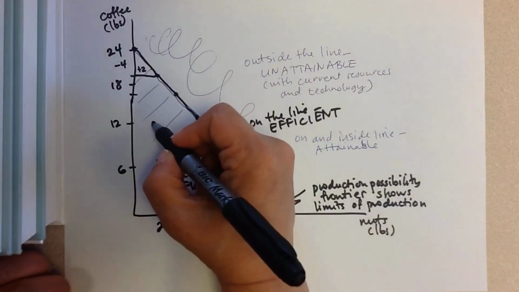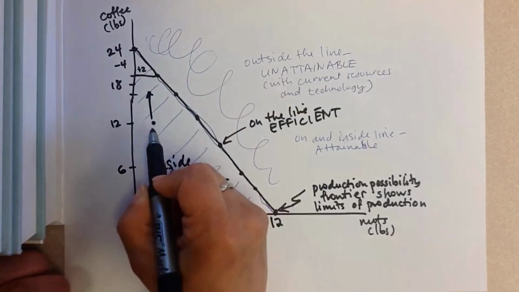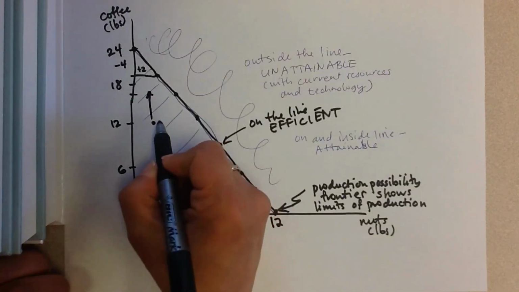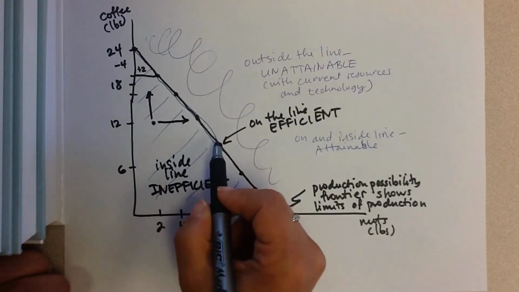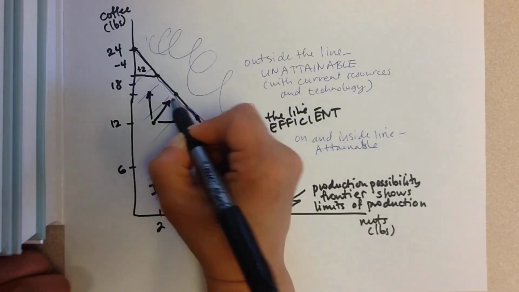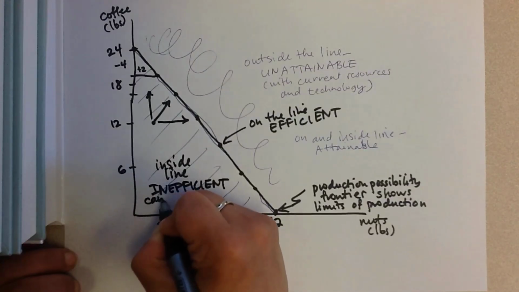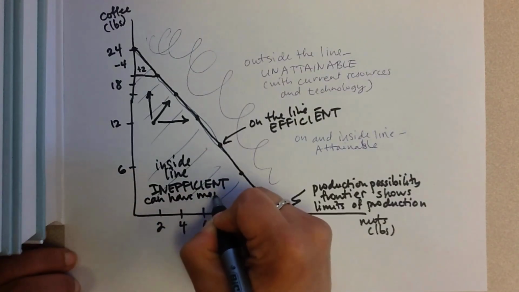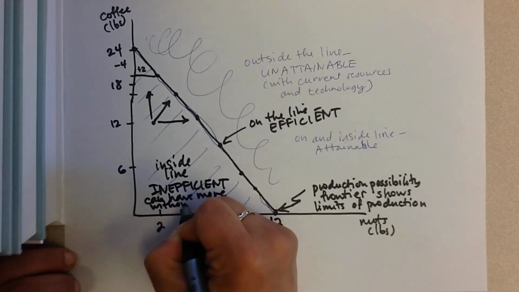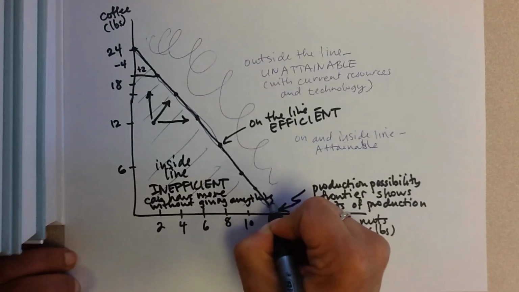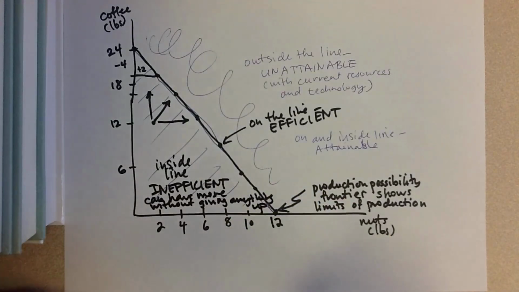She can have more coffee. She can move straight in a vertical line up to the border and get more coffee with the same amount of nuts. Or she could have more nuts and the same amount of coffee. Or she could move in a diagonal way towards the border and get both. So inefficient means you can have more of things without giving anything up. And when we're at the border, that's not true anymore.